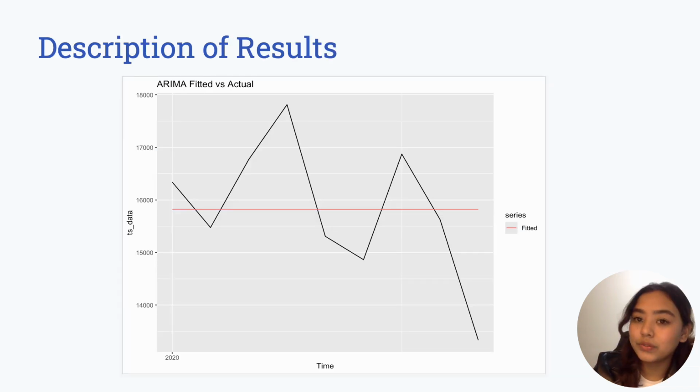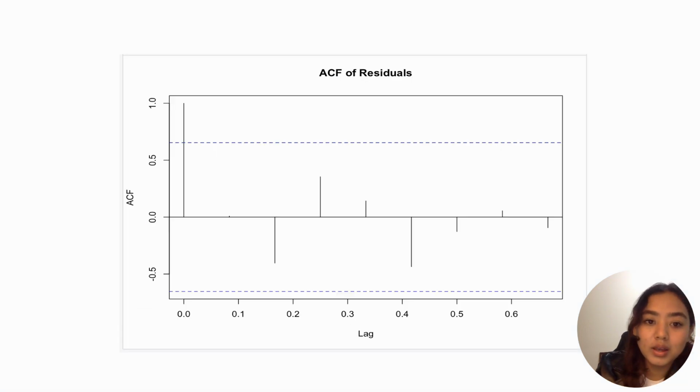Now let's do a short review of the descriptive results of the project report. The first one is ARIMA fitted versus actual. This plot shows the actual values of US deaths over time compared to the values fitted by the ARIMA model. The black line represents the actual data trend, while the red line shows the fitted values from the ARIMA model. We can observe that the ARIMA model provides a fairly stable estimate, but the actual data fluctuates more significantly over time.